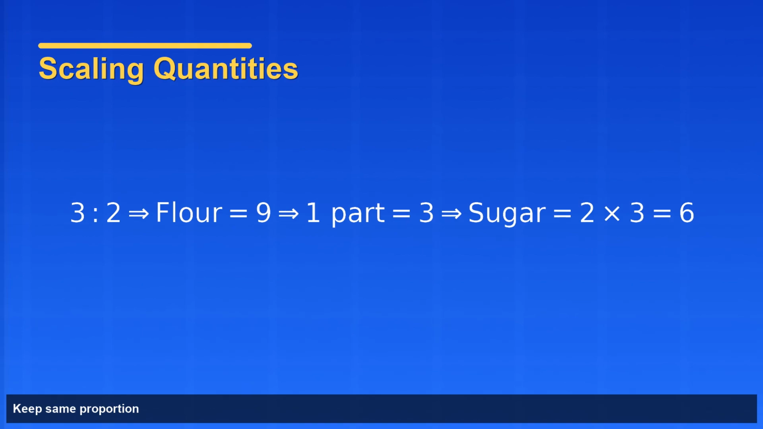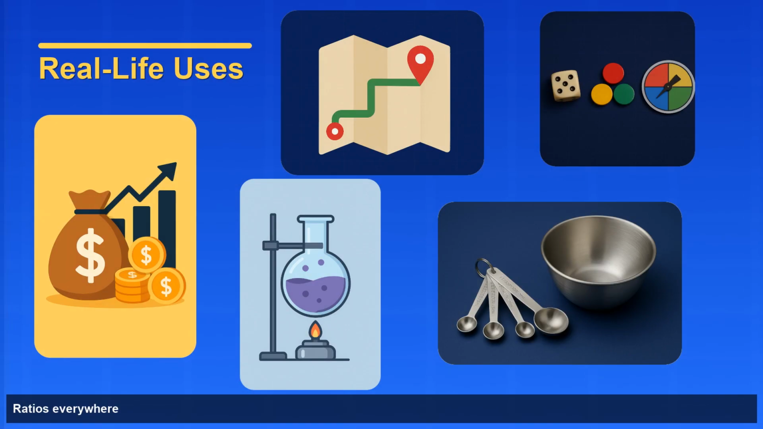If the flour to sugar ratio is 3 to 2, and we have 9 cups of flour, 1 part equals 3 cups, so sugar needs 6 cups. Ratios appear in everyday situations. In cooking, chemical mixtures, maps, scale drawings, and splitting investments.